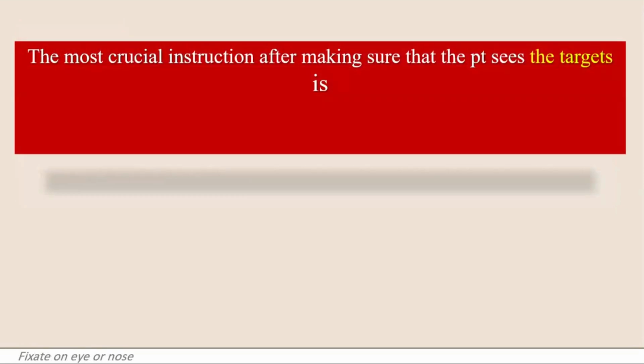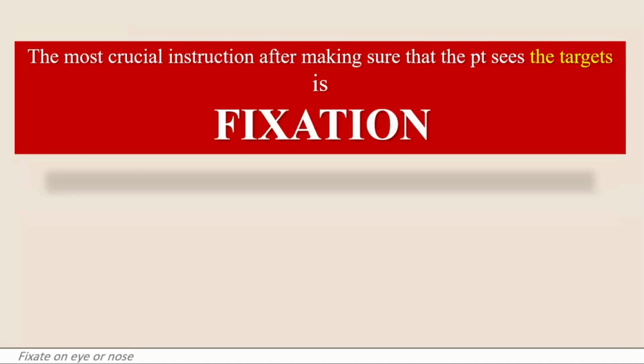This is an important slide. The most crucial instruction after making sure that the patient sees the target is fixation, because this is a test of visual field. So the eye should be fixed, okay, because we are not testing the fovea. The eye should fix on something, and we present the target in areas surrounding the fovea.